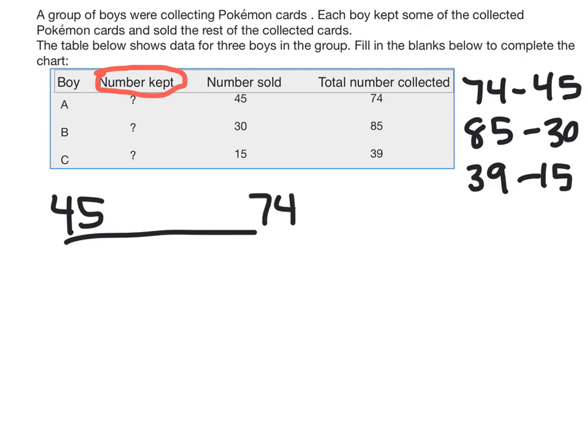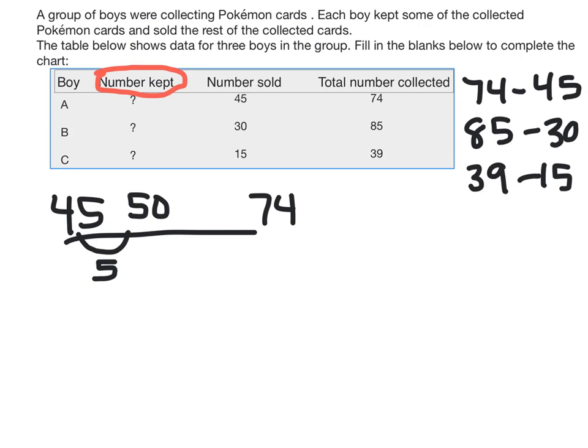74. All right. So let's see. To get from 45, what is our next easy number after 45? You should have said 50. So that's our next easy number. And from 45 to 50 is going to be 5 numbers or 5 jumps. So we're going to put a 5.